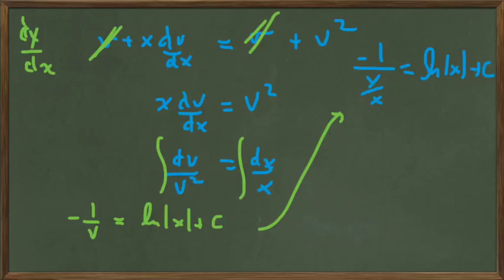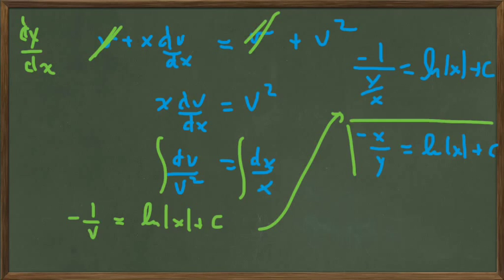If we simplify that left side, it becomes what? Minus x over y equals ln absolute value of x plus c, which if we wanted to, we could solve for y, but it's okay to just leave it in this implicit form. So there's one homogeneous DE solved. Let's take a look at one more.